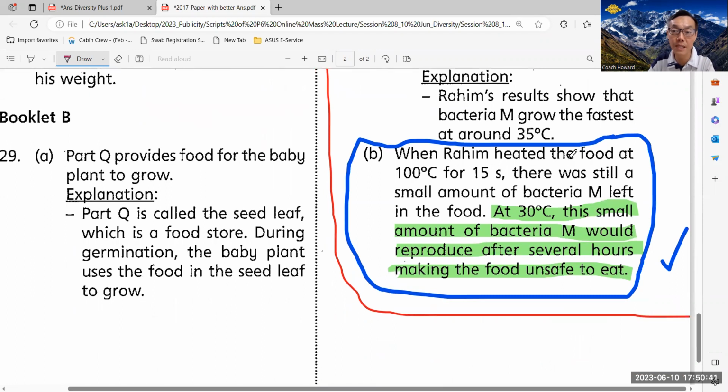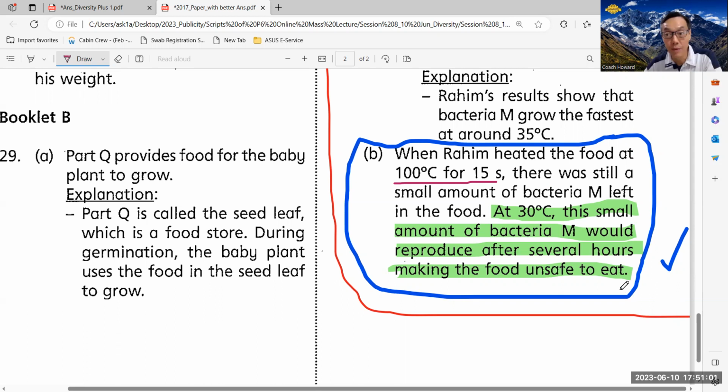Okay, when Rahim heated the food at 100 degrees Celsius for 15 seconds, you must mention there was still a small amount of bacteria M left. Okay, and then this left one, if you put it for several hours, it will multiply, making the food unsafe to eat.